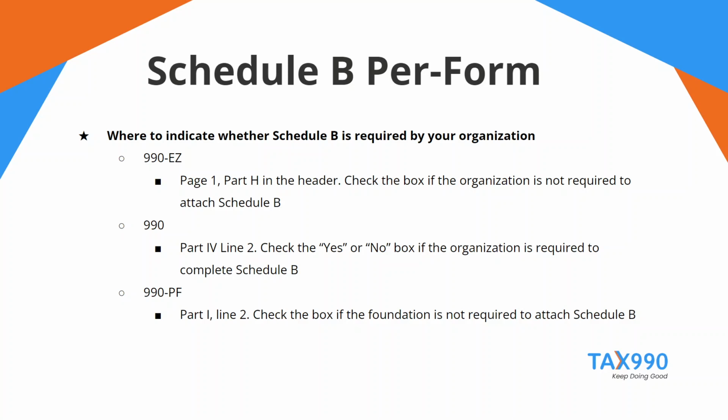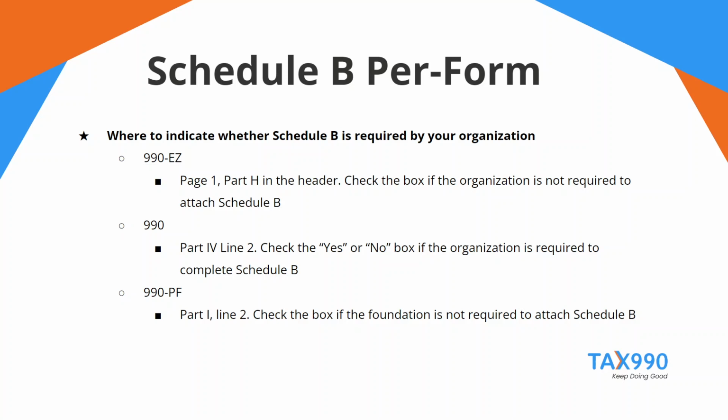If you do not indicate that Schedule B is not required by your organization and you do not complete the Schedule B, you'll get an error on the return. With Tax990, we won't allow you to proceed with transmitting until the error is cleared, meaning you would either need to add to Schedule B or indicate that Schedule B is not required.